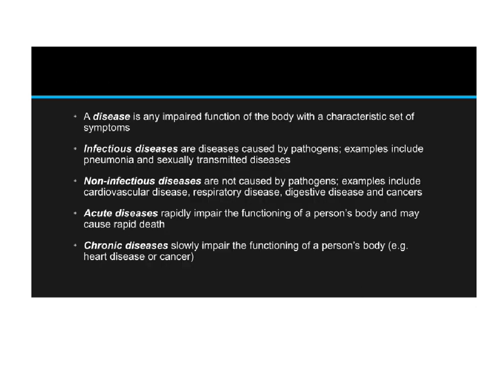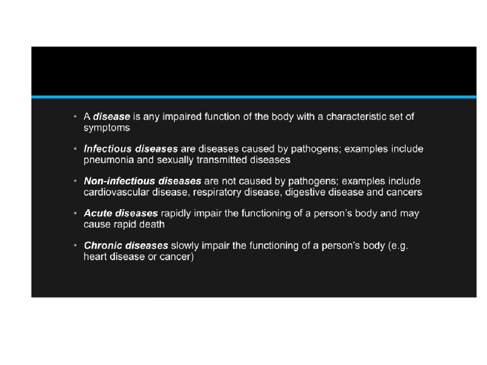So just some terminology to set us up. A disease is any impaired function of the body with a characteristic set of symptoms. Infectious diseases are diseases caused by pathogens: bacteria, viruses, protists. Generally, those are the three biggies. It can also include prions, and we'll talk about prions later. Examples include pneumonia and sexually transmitted diseases, anything that you can catch from somebody else.